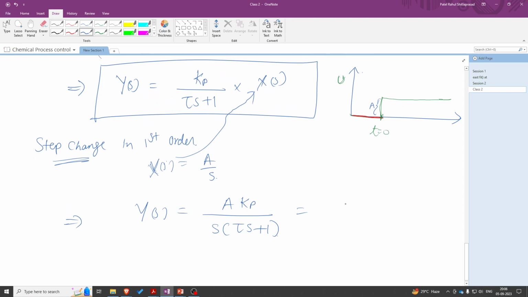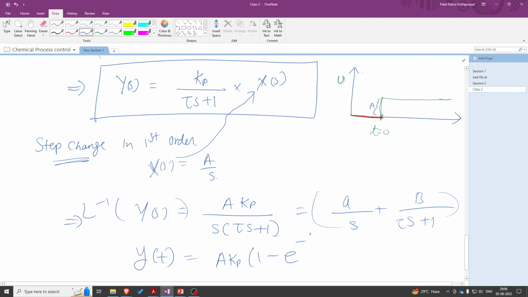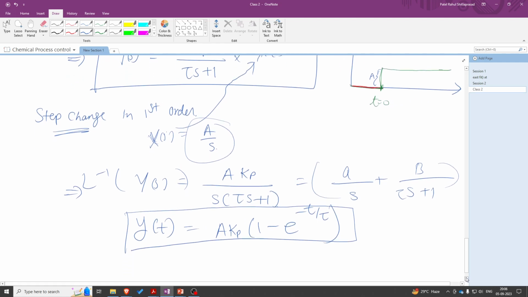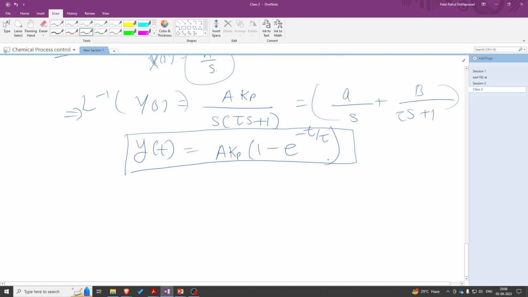Now we can write this in terms of partial fractions, a by s plus b upon, let's say, tau s plus 1, and then take the inverse Laplace transform of this function, and then you will get the solution in time domain. That is, the solution that we will get will be y of t is equal to a Kp times 1 minus e raised to minus of t by tau. So corresponding to this step change of magnitude a, we can get the response of the system by this equation. This kind of response we call a first order response. So you can remember this equation.